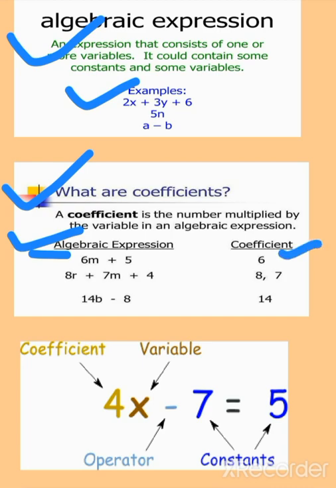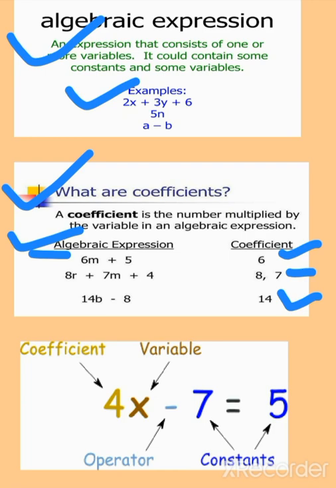In the next expression 8r plus 7m plus 4, 8 is multiplied by variable r, 7 is multiplied by variable m, so 8 and 7, two coefficients will be there. In the next expression 14b minus 8, b is the variable and 14 is multiplied here with the variable, that means 14 will be the coefficient. That means the number which is multiplying with the variable will be our coefficient.